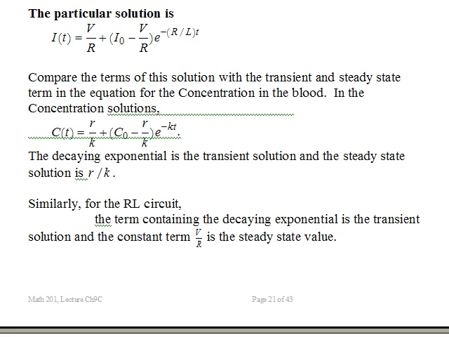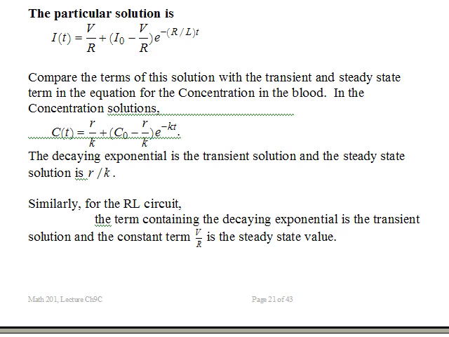Here's that particular solution. The current as a function of time equals V over R plus I0, the initial current, minus the equilibrium value, which is V over R, times a decaying exponential e to the minus R over L t.